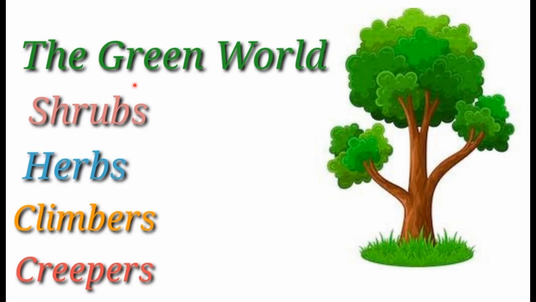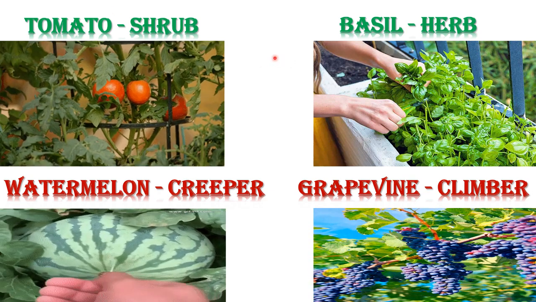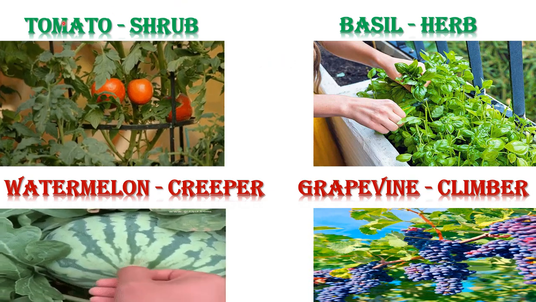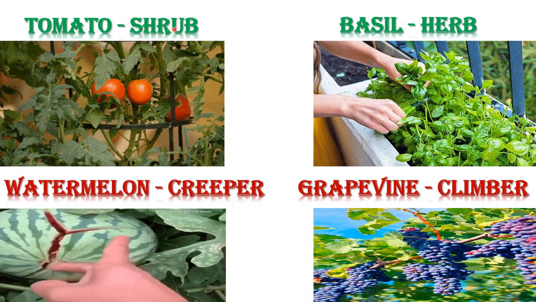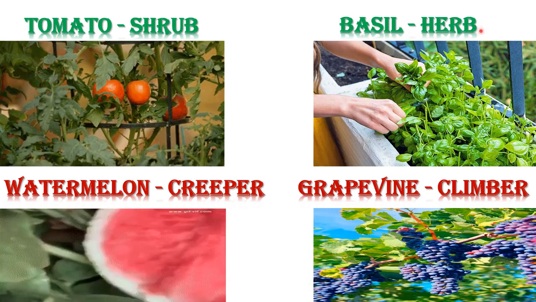Now moving ahead. Now you understood about the green world. Yes, the green world includes the shrubs, herbs, climbers and creepers. This all comes under the green world. Let us see few more examples of the green world. Shrub. Tomato is a shrub. Next, basil. Basil is a herb.